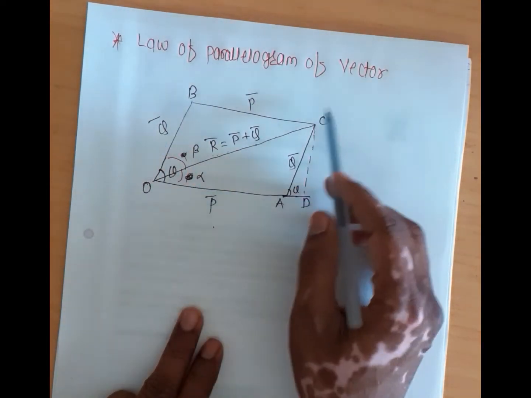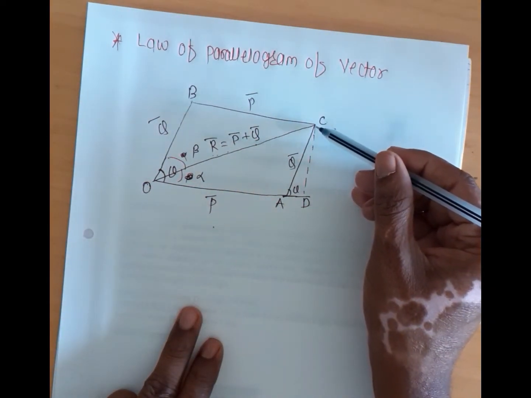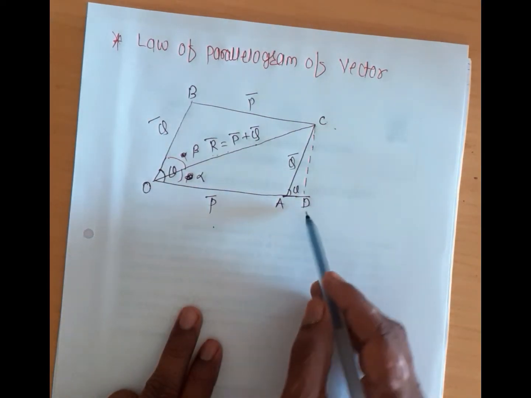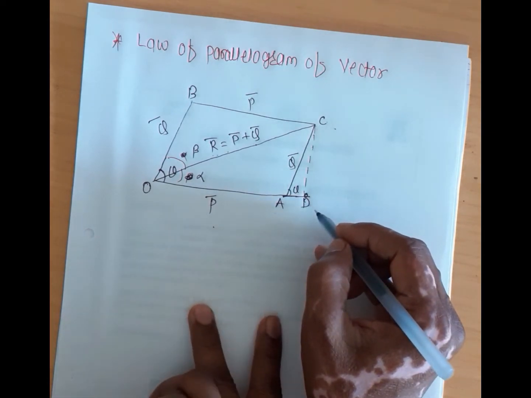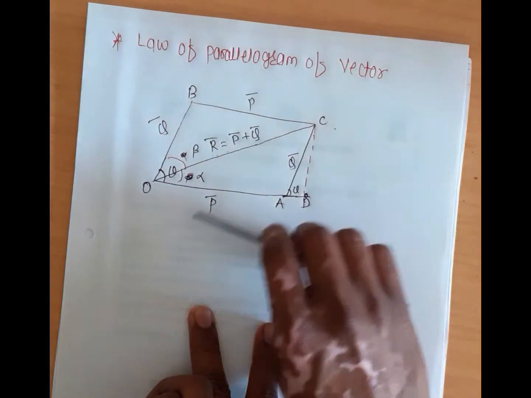One triangle is OBC and another one is OAC, and we draw a perpendicular line from point C to D on the OA axis, and we introduce a new point. That point is D. So if two vectors of the same type originating from the same point are represented in magnitude and direction by two adjacent sides of a parallelogram, then their resultant vector is given in magnitude and direction by the diagonal of the parallelogram starting from the same point, according to this figure.